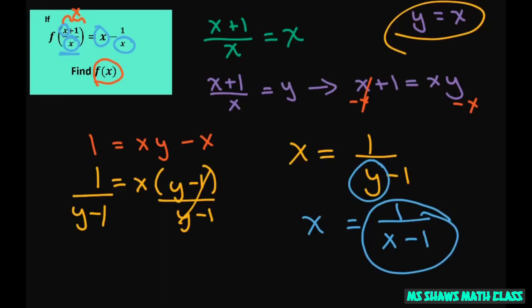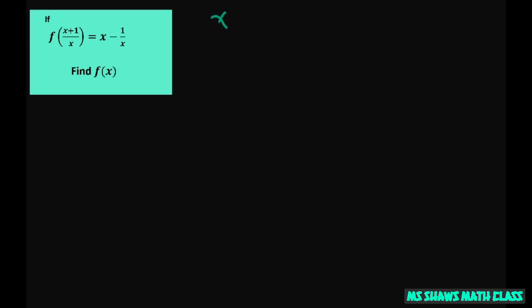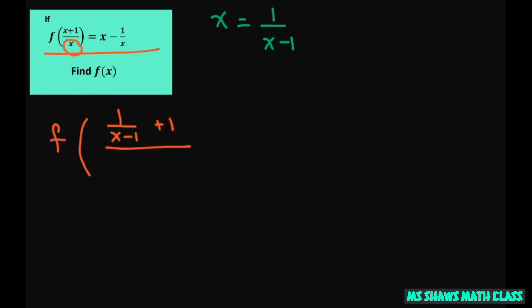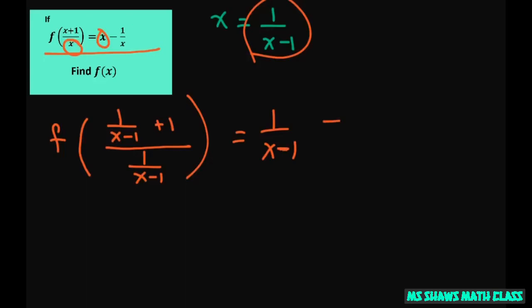And when I plug it into this quantity, I should get x, because that's how we set it up. So let's write that down. We have x equals 1 divided by x minus 1. And let's write out our problem and substitute. So I have my first x, which is 1 divided by x minus 1, then plus 1, divided by, here's my second x, 1 divided by x minus 1, equals, here's my third x, 1 divided by x minus 1, minus 1 divided by, and my x, 1 divided by x minus 1.